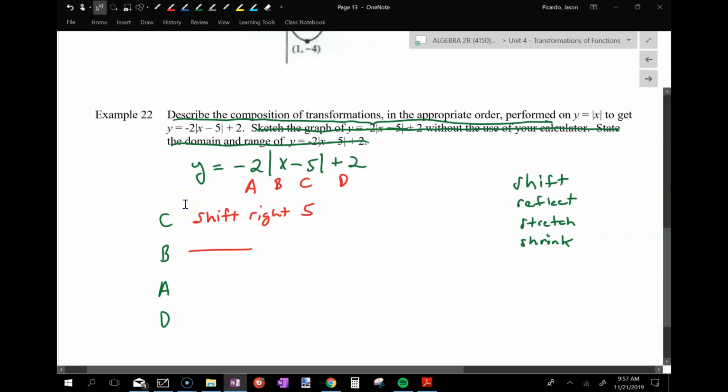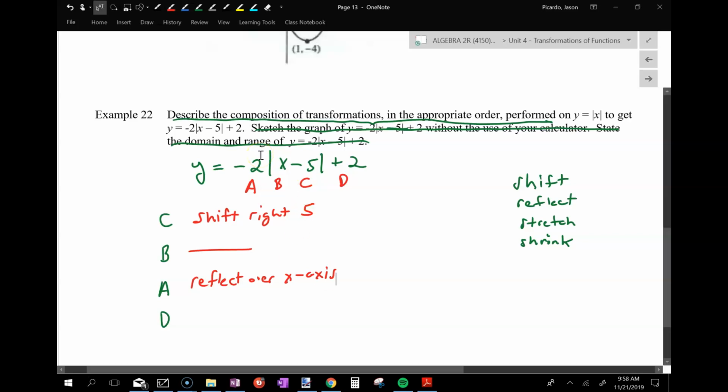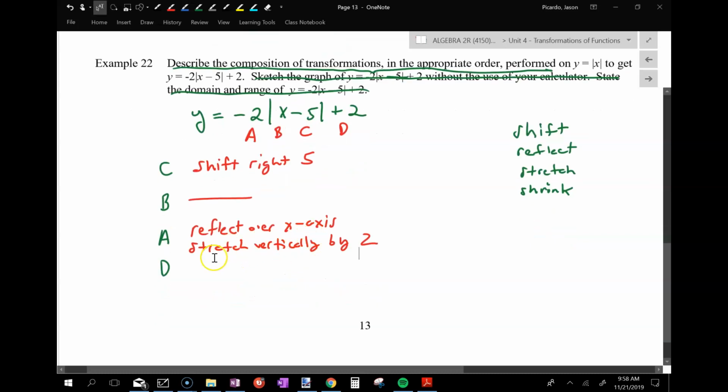Okay, so the A value is going to reflect over the x-axis. So that deals with the negative sign, doesn't it? What about the 2? It's going to stretch. I'm outside, so it's going to do what we think, right? So if it's a 2, it's going to stretch it vertically, multiply it. Absolutely. So I'm going to reflect over the x-axis, and I'm going to stretch it vertically by 2.